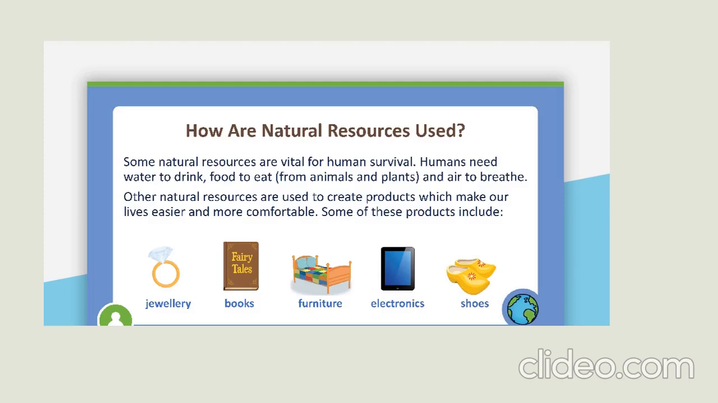Some examples include the shoes. The shoes you wear come from leather and leather comes from animals. And the electronic gadgets that you use are made from metal and metal comes from the earth. And the furniture that we use comes from trees.